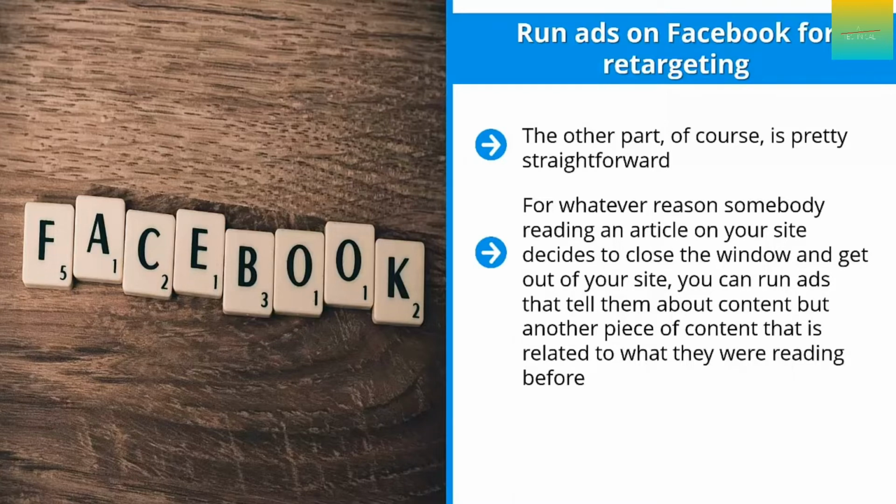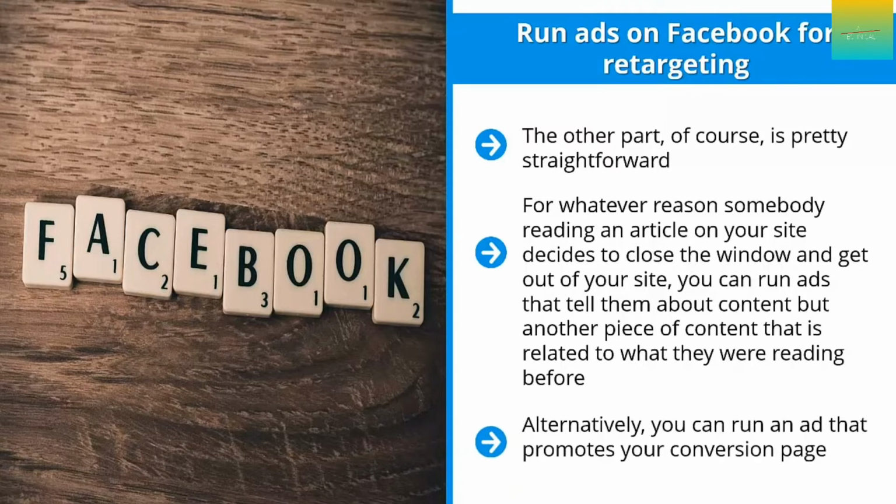You can run ads that tell them about content, but another piece of content that is related to what they were reading before. This pushes them further down the conversion funnel. Alternatively, you can run an ad that promotes your conversion page. Basically, what you're saying to the prospect is you've figured out what my website is about, and you have a clear understanding of what I have to offer.